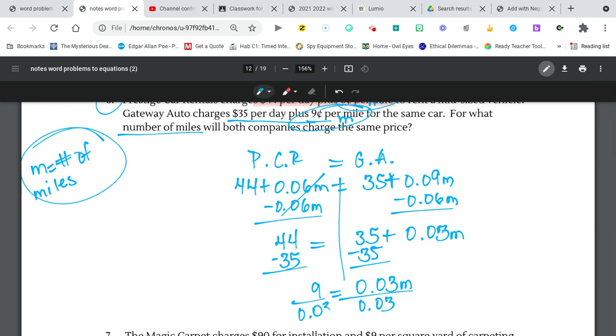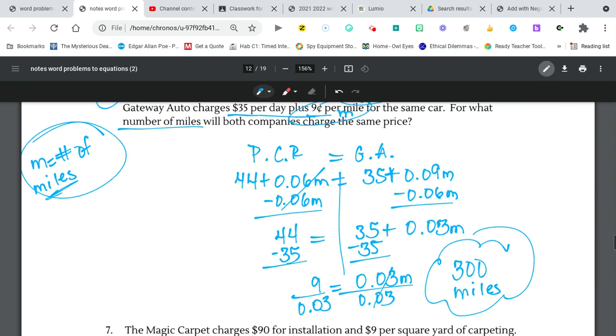So how many 3 cents can I get out of 9? Just do 9 divided by 3 cents, 300 of them. And keep in mind, M represents miles, so at a mileage of 300 miles, the price will be exactly the same no matter which car company you choose to go with.